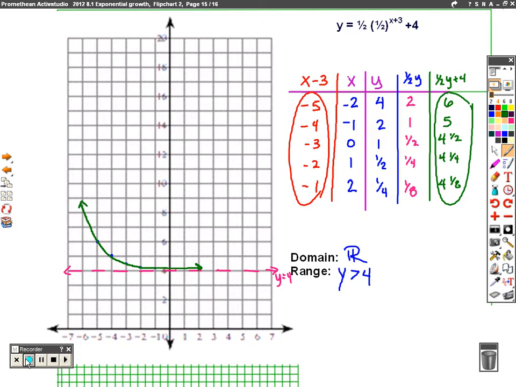And this is what you should have. So you want to double check your values. Make sure that you did it in the correct order, multiplied and then added. In this case, my asymptote moved up 4. Right? So we have y equals 4 as our asymptote.